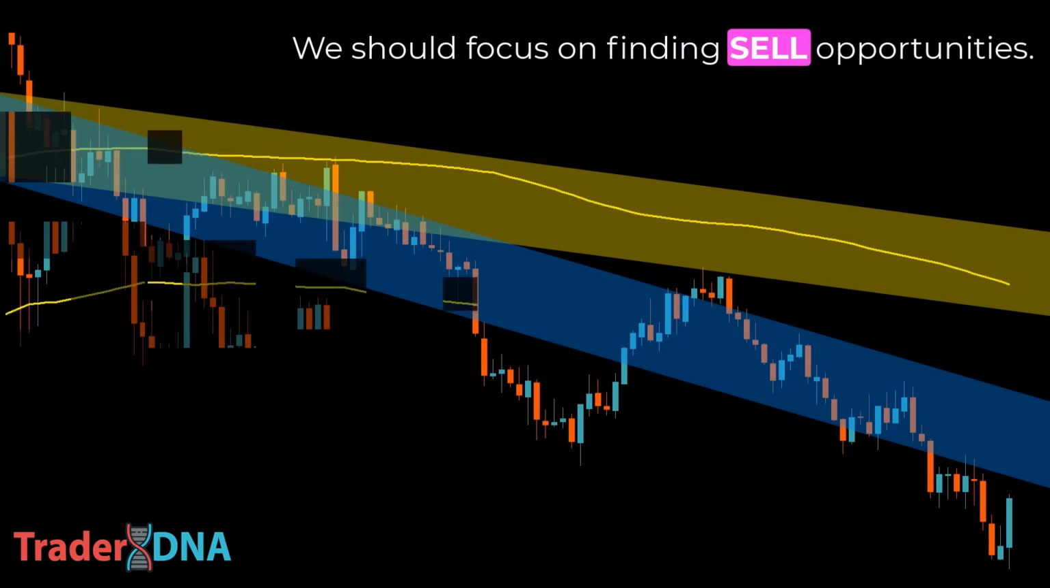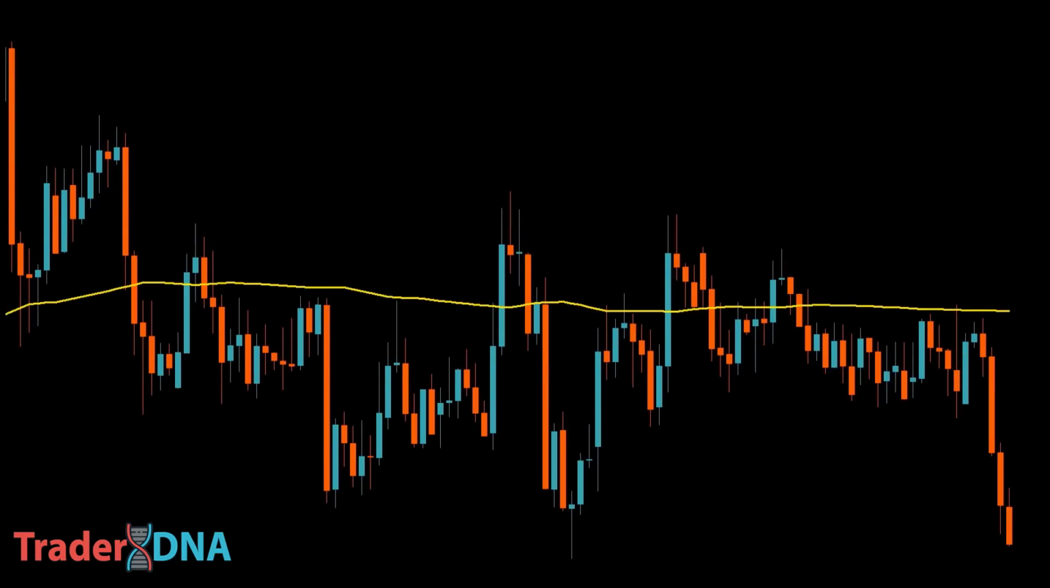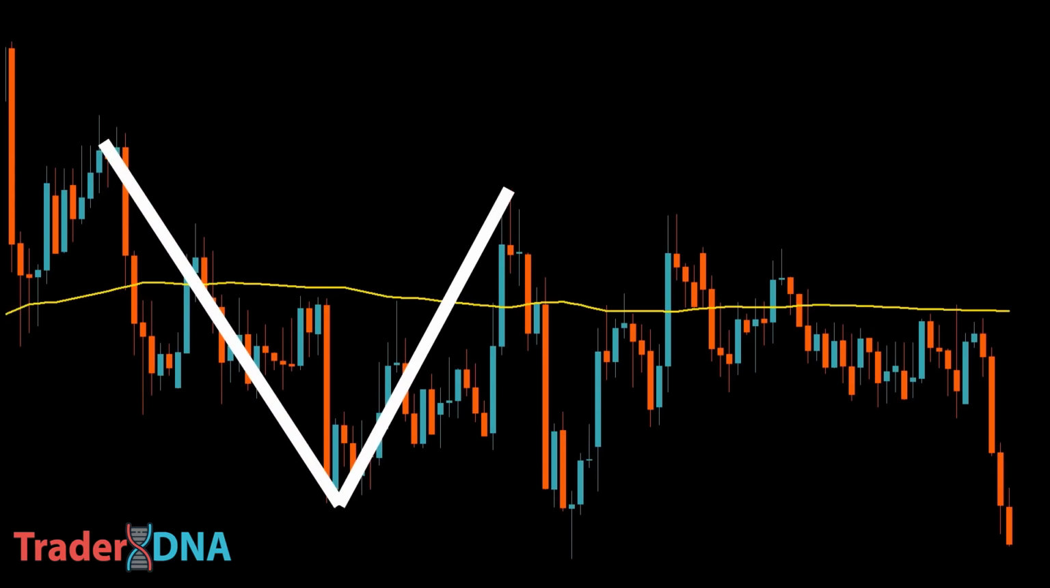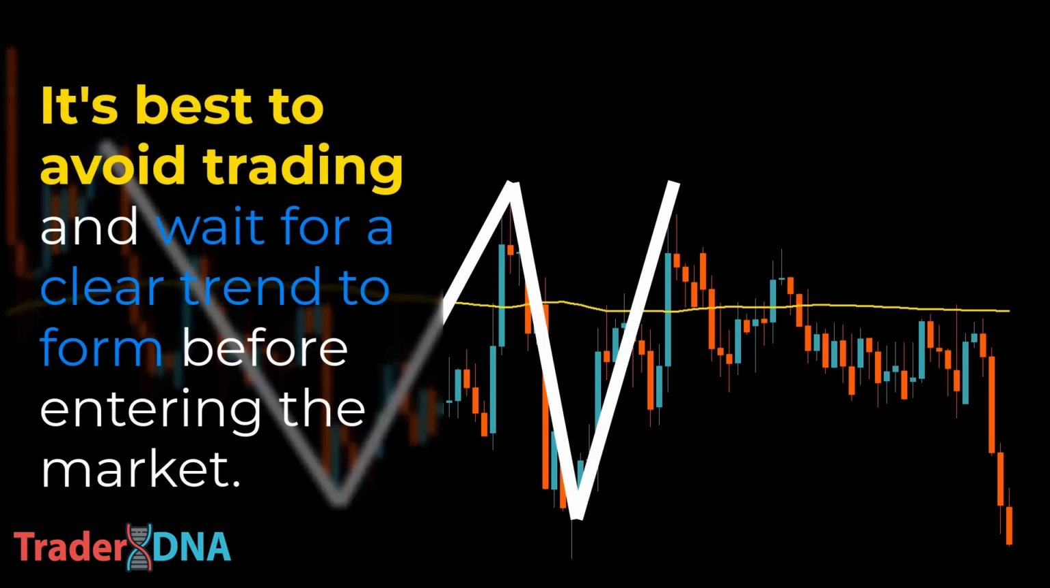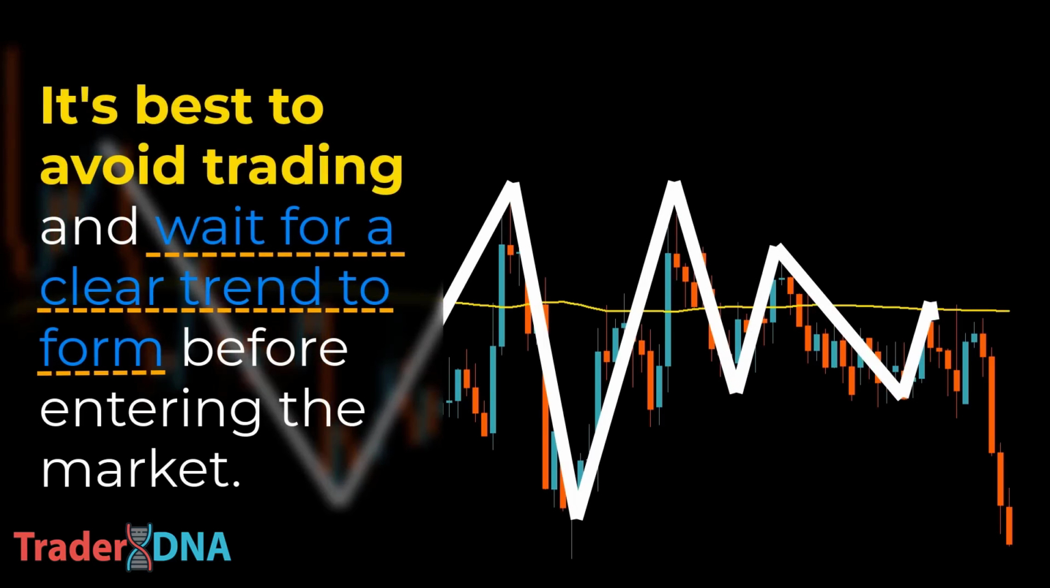Lastly, in sideways or range-bound markets, the price tends to oscillate above and below the moving average without staying in one direction for long. It moves like a pendulum, switching positions frequently. In these situations, it's best to avoid trading and wait for a clear trend to form before entering the market.